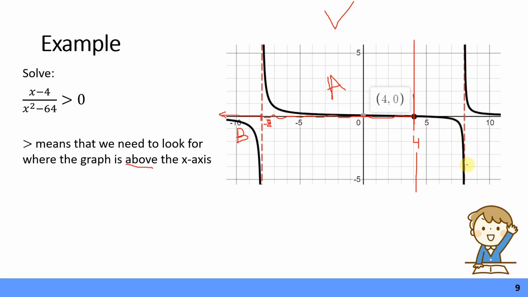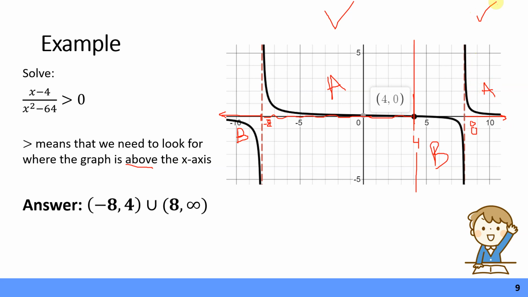From 4 to this vertical asymptote, 5, 6, 7, 8. This is also an 8, but a positive 8. From here to here, the graph is below the x-axis. So this is not going to be one of my answers. But then if you notice from 8 all the way to positive infinity, the graph is above. So this is my second answer. Okay, so there's not many calculations or algebra involved. It's just you having to analyze the graph. So my final answer is going to be from -8 to 4 and from 8 to infinity.